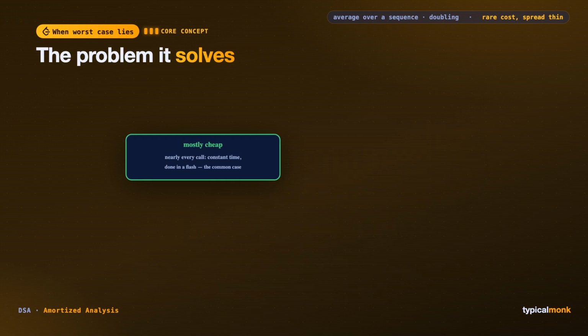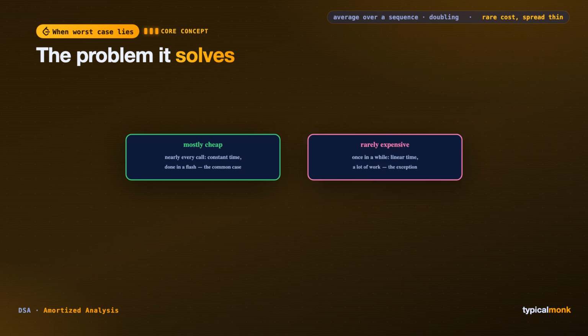Now, let us see precisely which situation calls for this tool, because it is not always the right lens. Amortized analysis shines when an operation is mostly cheap. Nearly every single time you call it, it is fast, running in constant time, done in a flash. This is the common case, the everyday behavior. But then, rarely, that same operation becomes expensive. Once in a while, a single call does a lot of work and takes linear time proportional to the whole size of your data. It is the exception, not the rule, but it is real.